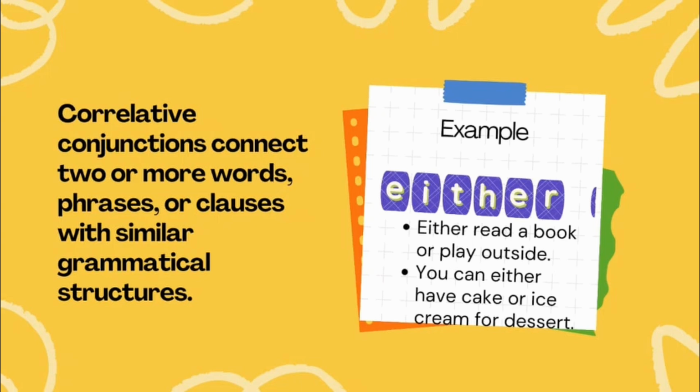Either you can take the bus or you can walk to the office. This means you have two options. It's either you take the bus or you walk. That is how to make use of either or.